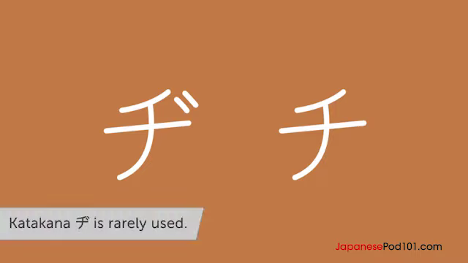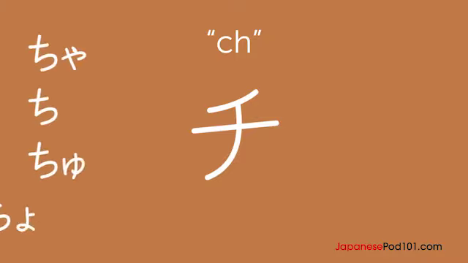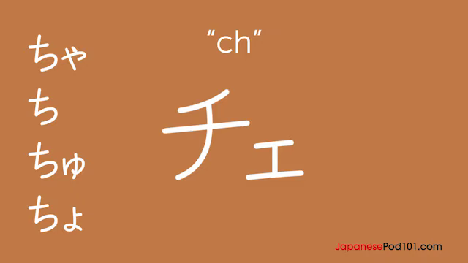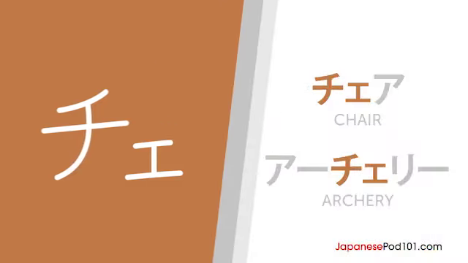Just like its hiragana counterpart, ji is very rarely used. Just like shi is the only sh sound in Japanese, chi is the only one with a ch sound in Japanese. The only syllables that were originally available are cha, chi, chu, and cho. So making the che digraph allows Japanese people to say long words like chair or archery.